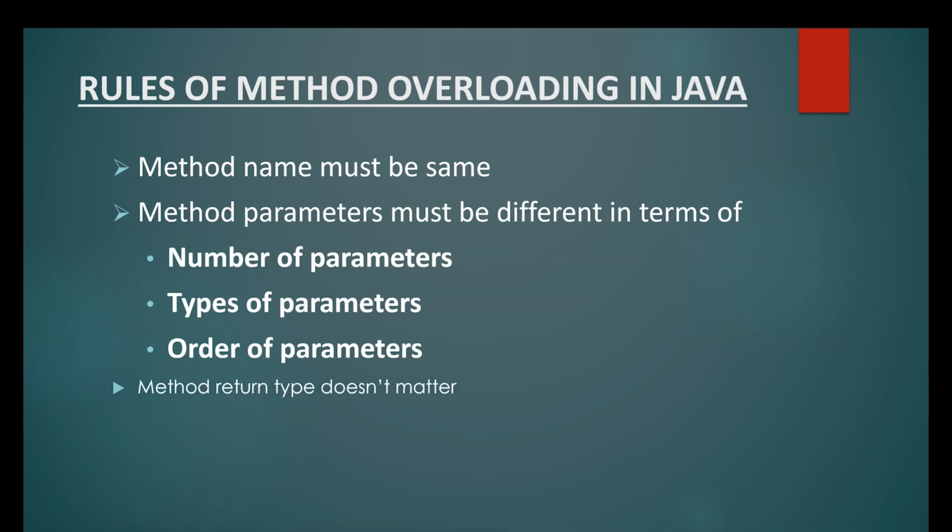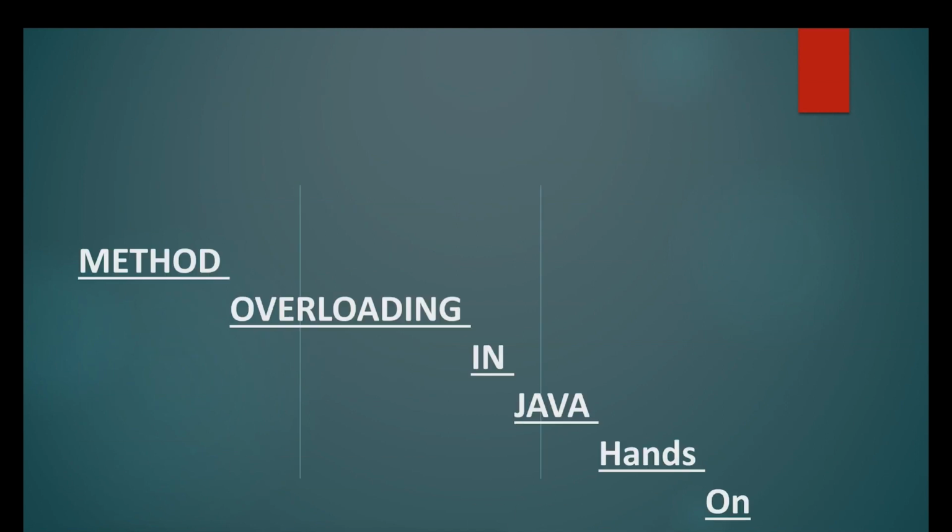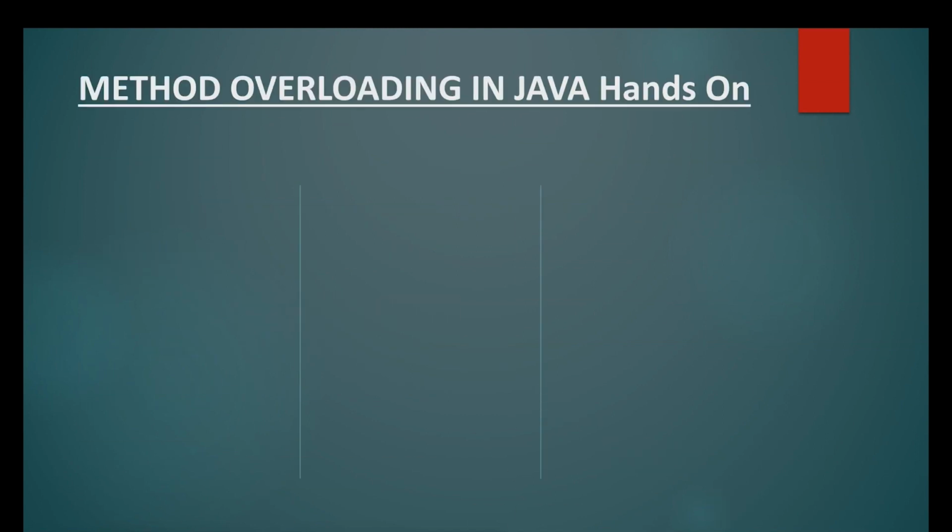And as I already told you, method return type doesn't matter in method overloading. Now let us do some hands-on and try to understand this pseudocode. There are three different scenarios I explained to you, right? Number of parameter can be different, type of parameter can be different, and order of parameter can be different. So let's first have a look at number of parameter.